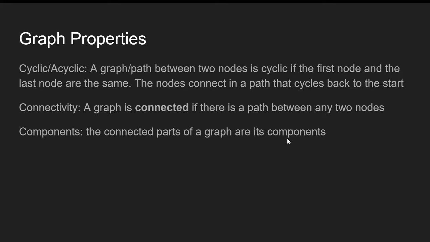And then let's get into some graph properties as well. So a graph is cyclic or acyclic. In a graph, a path between two nodes is cyclic if the first node and the last node are the same. So it cycles back to the first one. And then the nodes connect in a path that cycles back to the start. And then another property you can have is connectivity. A graph is connected if there's a pathway between any two nodes. And then we can also have components. The connected parts of a graph are its components.